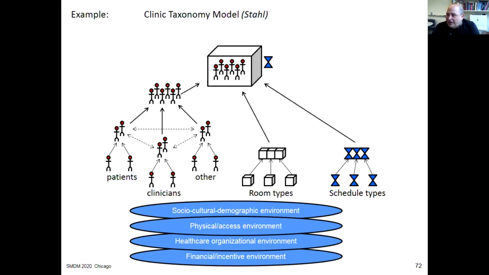So here's an example of an agent-based model where they're using a clinic taxonomy to model a healthcare system. You might have environmental entities like the organizations that people belong to. There may be a social, cultural, demographic environment. And then once you get to actual delivery of care, you could have individual agents which have characteristics such as being patients, clinicians, or others. You could model the physical infrastructure and have different room types like ORs, emergency rooms, clinic rooms, beds, and so on that can be put together in many different forms. And you can even have agents that determine the flow of time, like scheduling types. So these are all things that can be put together in an agent-based model. Next slide, please.